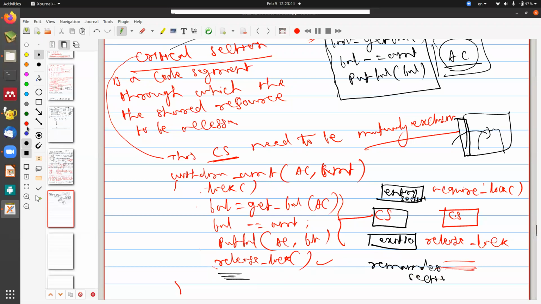So based on these three sections, the whole thing we are going to study. This is my entry section, where the acquire lock will happen. This is my critical section, through which I will access the shared resources. This is my exit section, where the lock has to be released, and then after that I have to do the rest of the work. Okay, so this is the idea which you are going to study in this particular course.